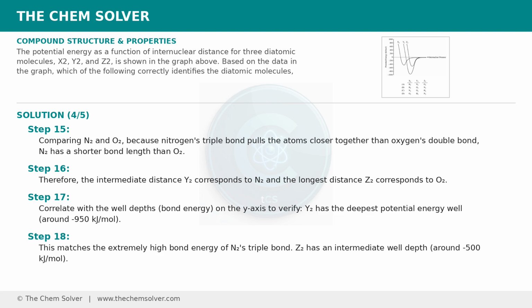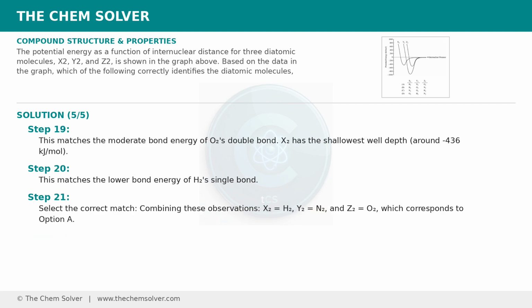Correlate with the well depths, bond energy, on the y-axis to verify. Y2 has the deepest potential energy well, around -950 kilojoules per mole. This matches the extremely high bond energy of N2's triple bond. Z2 has an intermediate well depth, around -500 kilojoules per mole. This matches the moderate bond energy of O2's double bond.